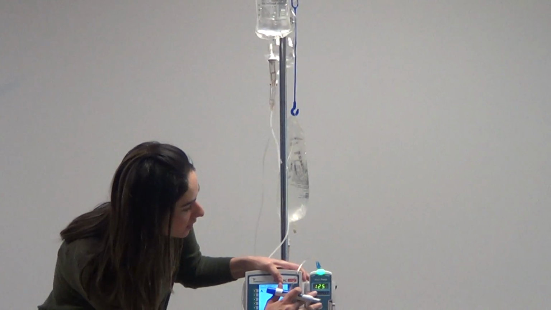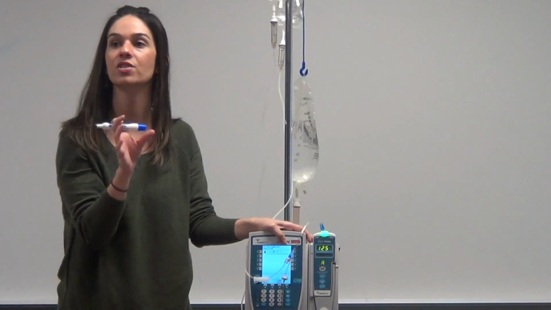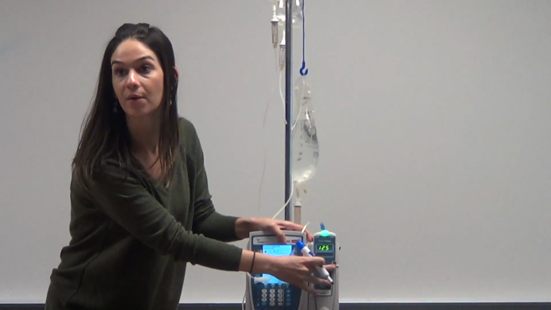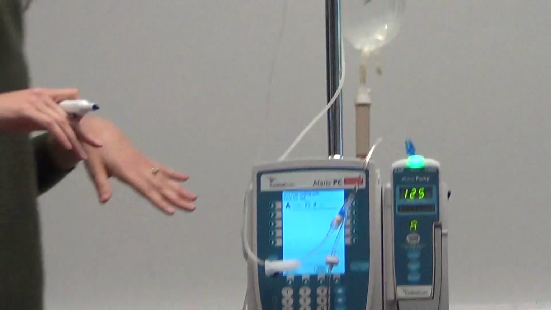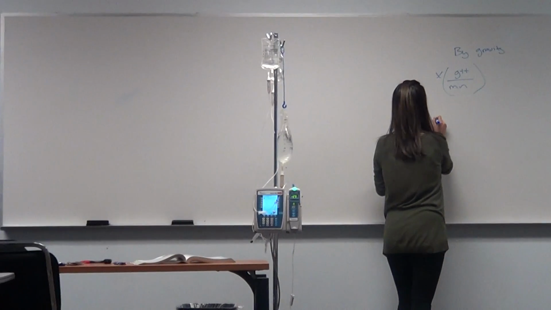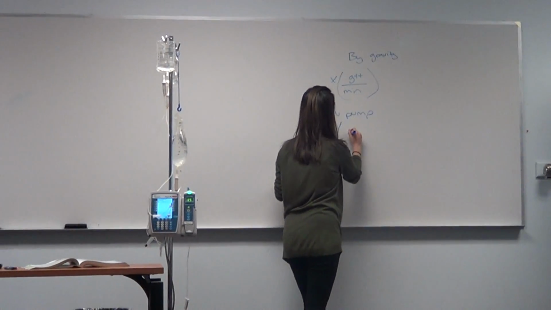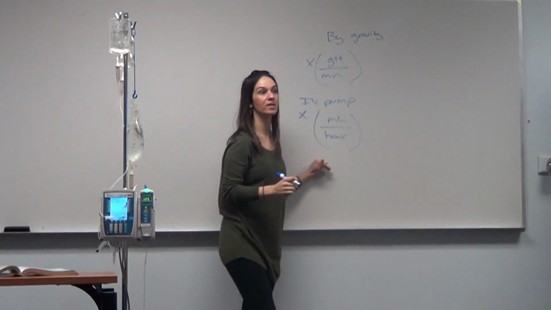So can y'all see this? Yes. When you set it by a pump, it is always, what is your X? Milliliters. It says ml per hour. Okay, so on a pump, your X will always be ml per hour. So by gravity, drops per minute; on an IV pump, your X is always mLs per hour. Okay, that's what we're always looking for.